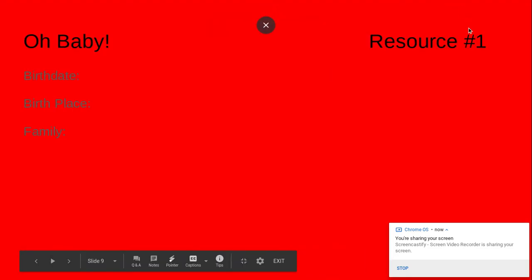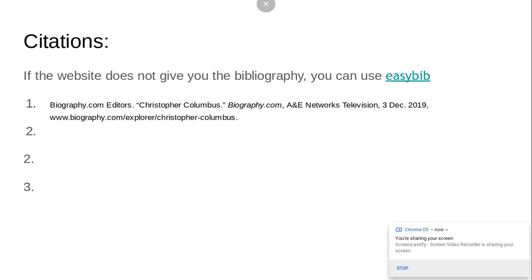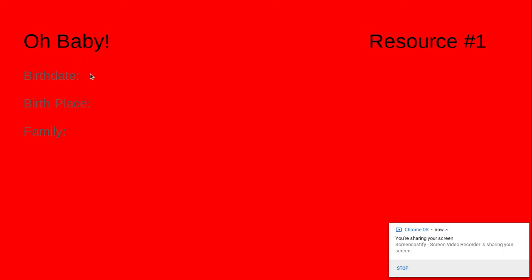Up in the corner of the first red note card, it says resource number 1. All right. If I use World Book Online as resource number 1, I am using that article to fill in any information I find on my explorer's birth date, the place that they were born, and any information that I get about their family. So whichever resource you have in your citation here for number 1 is the article you're using to fill in this note card.